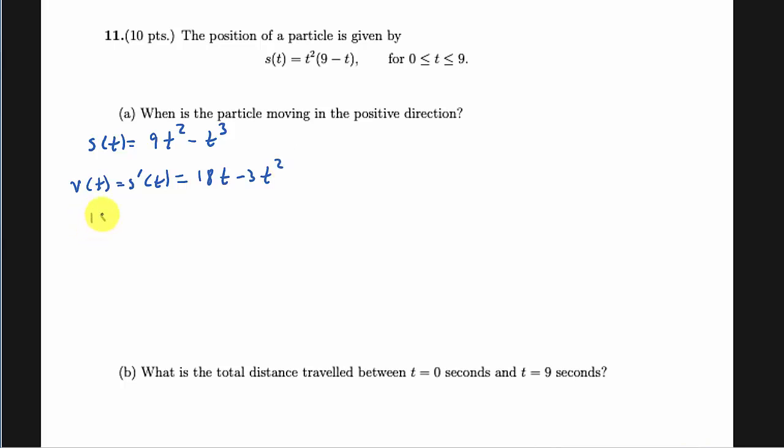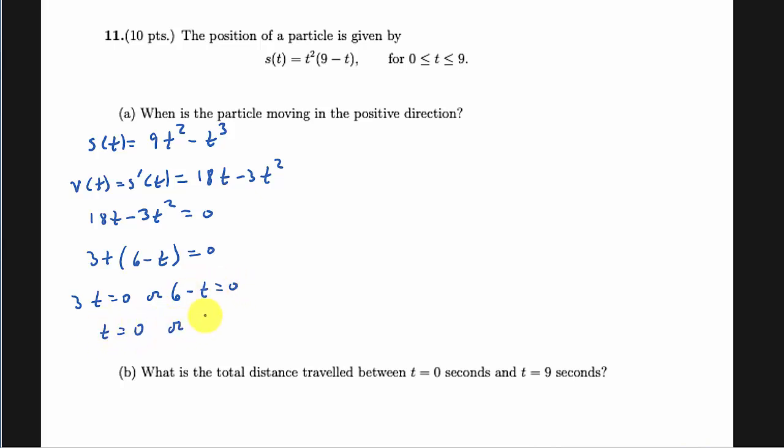And so we take 18t minus 3t squared equals 0. Factor out a 3t. That's going to leave me with 6 minus t equals 0. So I get 3t equals 0 or 6 minus t equals 0. So t equals 0 or t equals 6. All right. So let's put those on a number line. And that's going to be 0, 6. So we've got t equals -1, t equals 1, and t equals, we'll do 7.